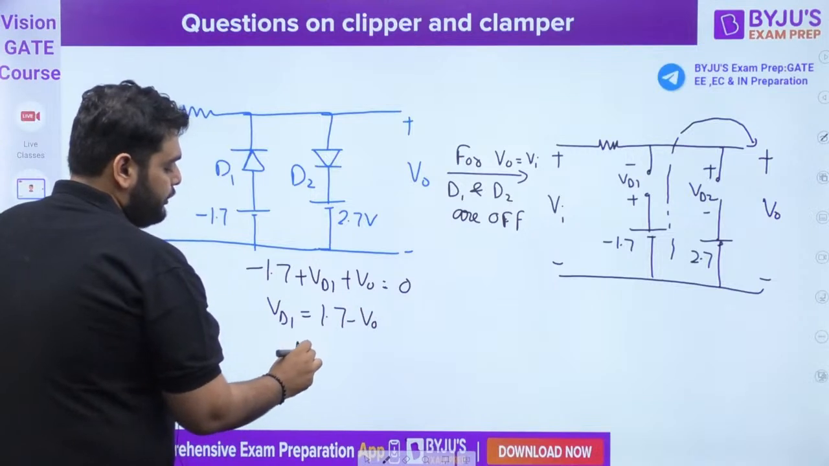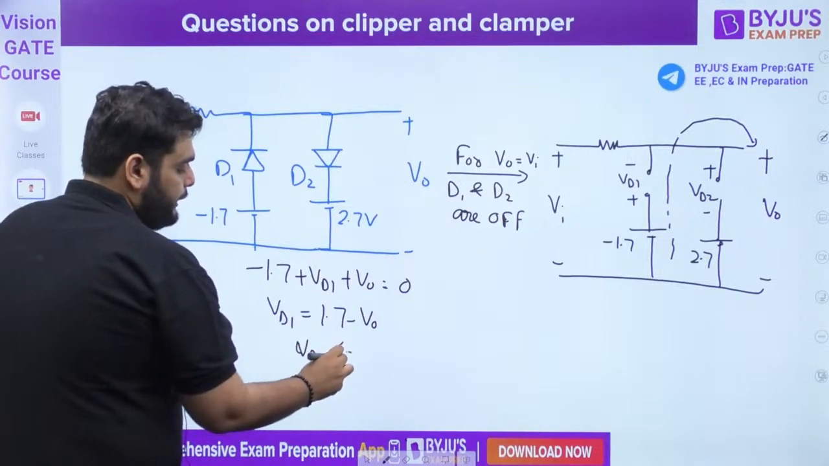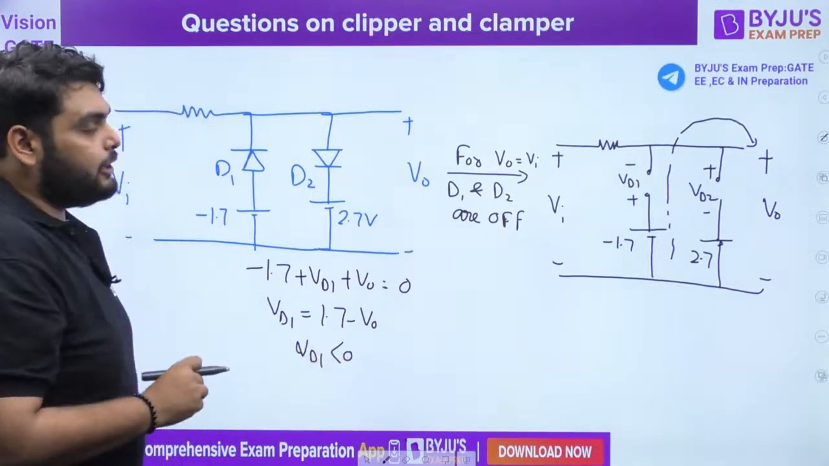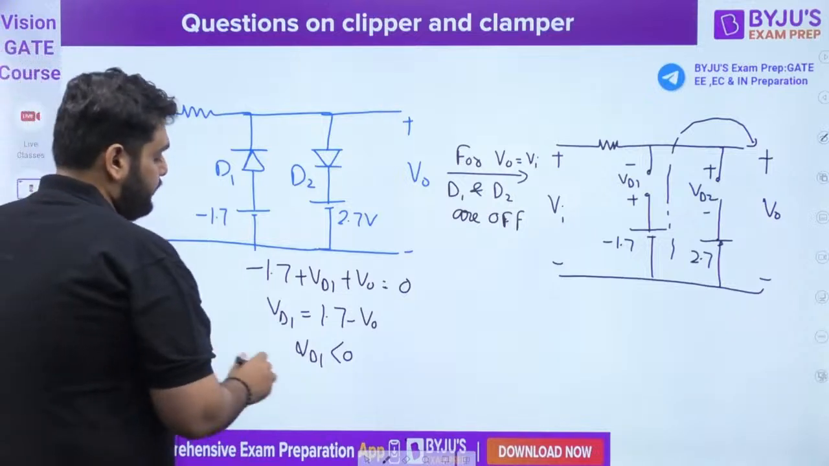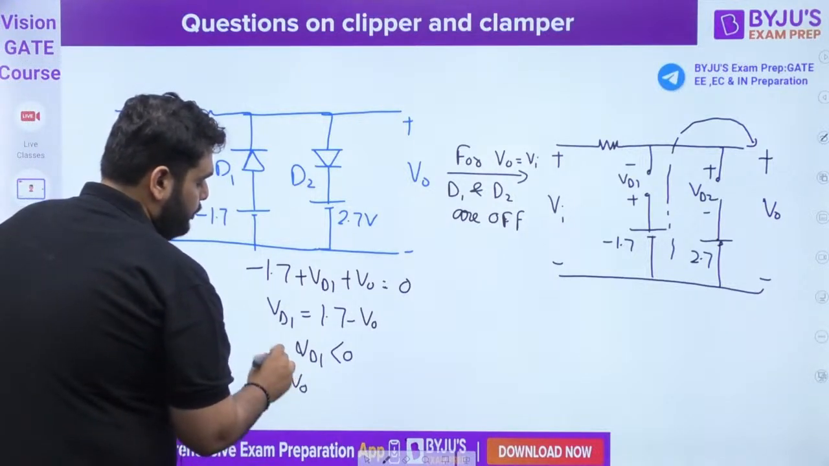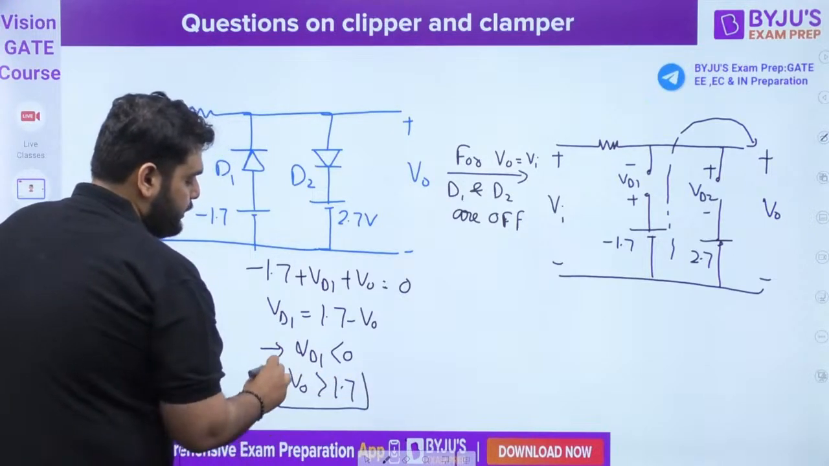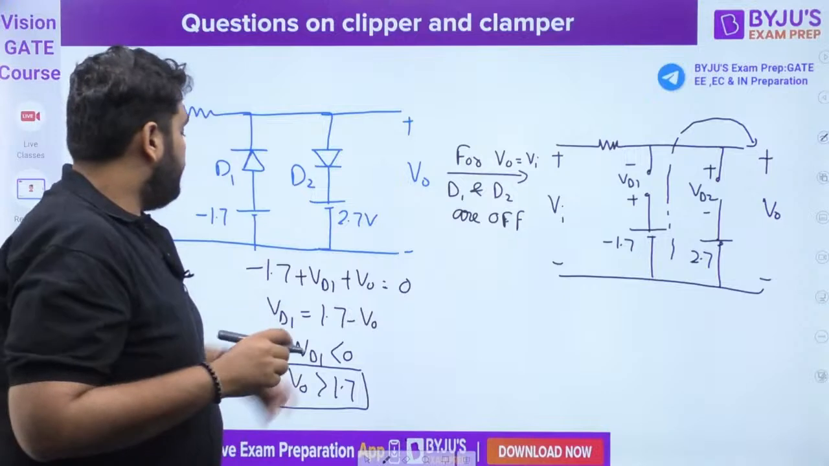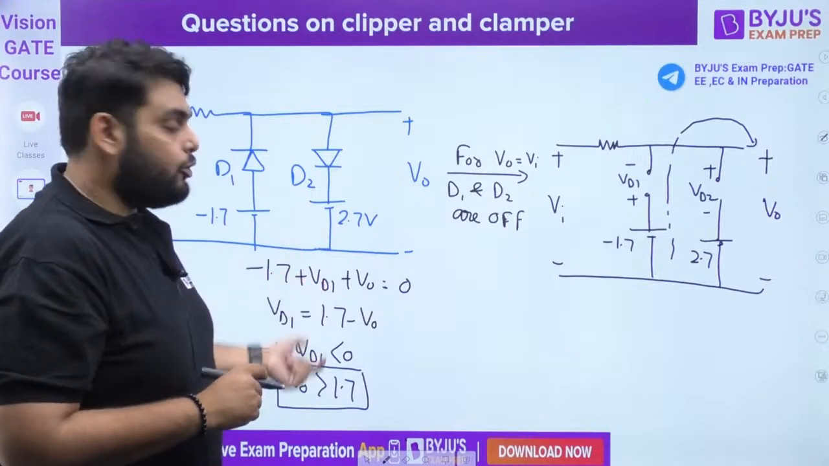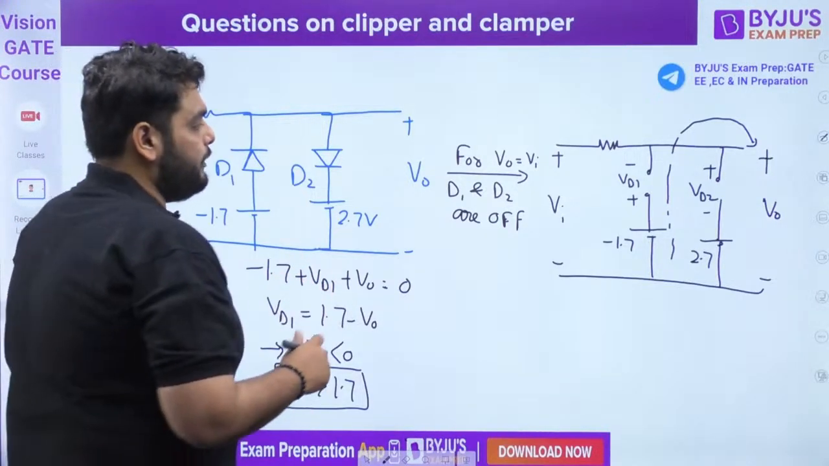Now for the condition to be satisfied, VD1 should be less than 0. So I can say output voltage should be more than 1.7. So for D1 to be turned off, output voltage should be more than 1.7.